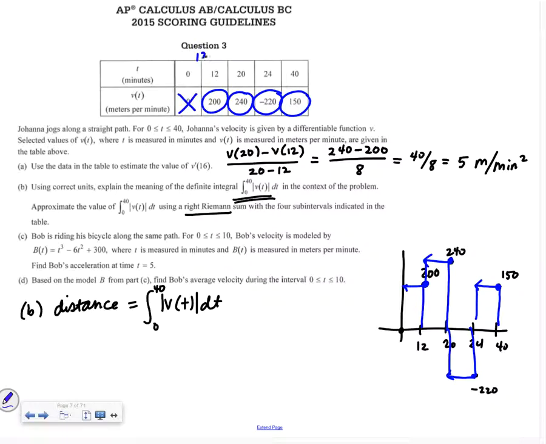Our widths of our rectangle would be 12. The next one would be 8. The next one would be 4. And the last one would be 16. Okay? So the 12 corresponds with the 200. The 8 corresponds with the 240, and so on. So as you can see, we have a 12 by 200 rectangle. That's what I'm saying there.